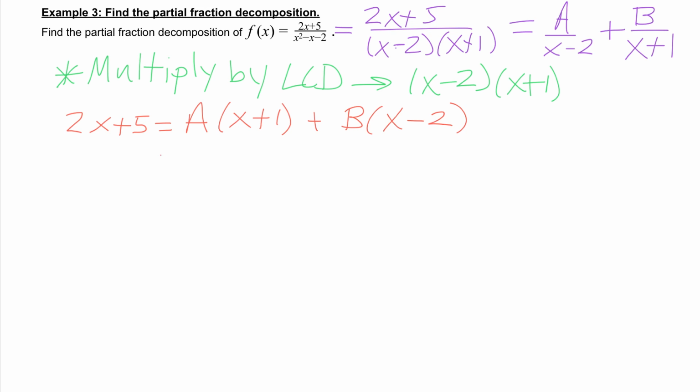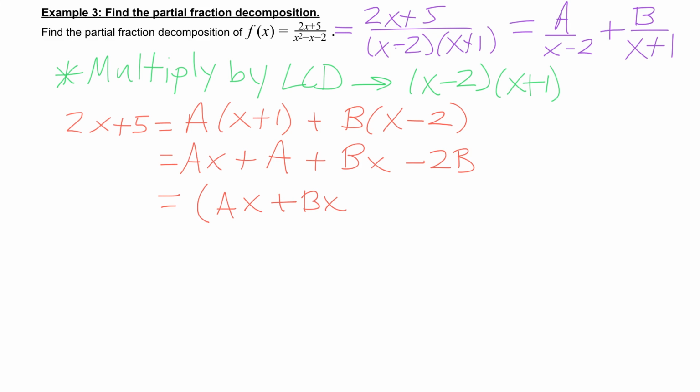My next step then is to distribute on the right-hand side. So I have ax plus a plus bx minus 2b. Then I want to group together anything with an x and anything that's a constant. So I'm going to group together my x's, so ax plus bx, that's these here and here. And then I'm going to group together my constants, anything without an x. So that's my a minus 2b.